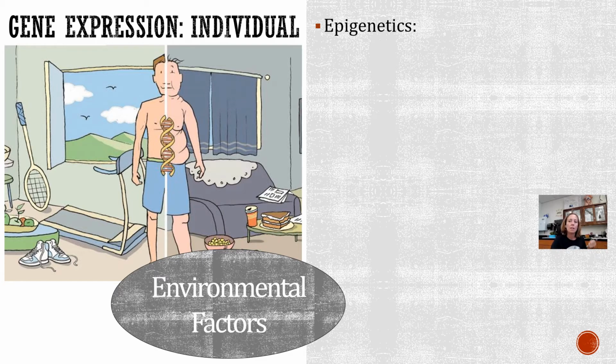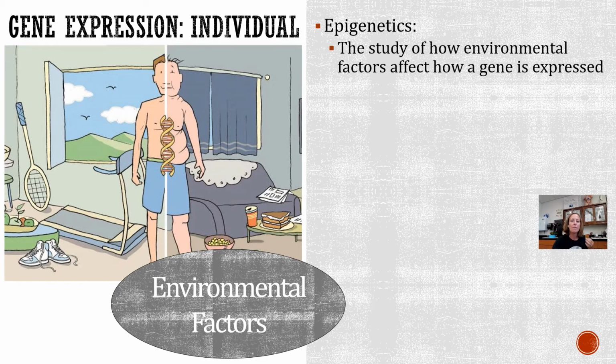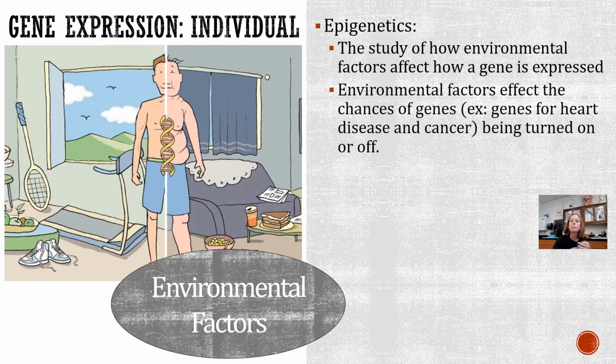What this is called is epigenetics. This is the study of how environmental factors affect how a gene is expressed. Environmental factors can actually affect the chances of genes being turned on or turned off. They can cause chemicals to go onto the DNA, so that we skip over certain sections and it doesn't actually read the gene.